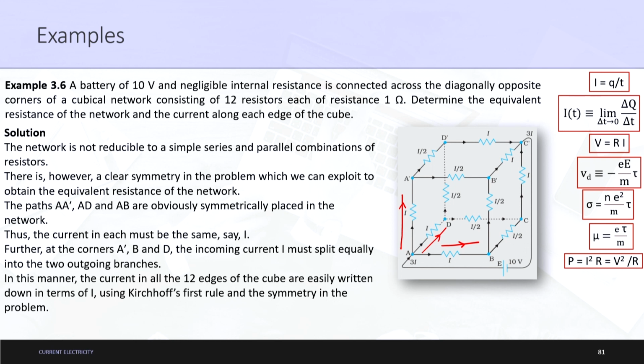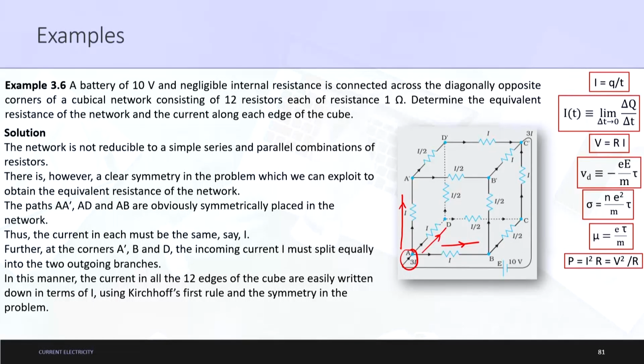Why are they symmetrical paths? First of all, each is passing through this point A, which is the incident point of the battery, and then every one of those 3 paths has one resistor. Hence, till this point we can assume that the current passing through all 3 of them will be the same. So, the paths A dash, AD and AB are symmetrically placed in the network. Let us assume for now that the current passing through these 3 resistors is I. Thus the current in each must be the same, which is I.